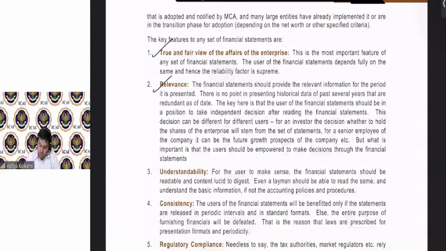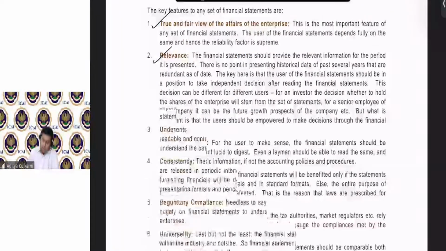Second, it should provide relevant information for the period it is presented. There is no need for you to present past data of more than a couple of years. Current and previous, the data for two years, is more than sufficient for us to present. What is important is that when I present it, the comparative is going to give an idea of the growth of the company and the direction they are leading it into.